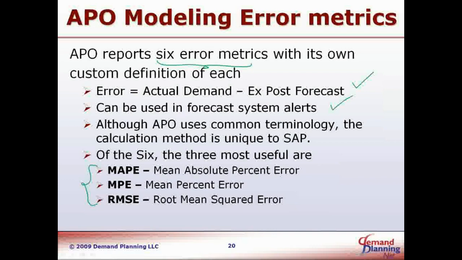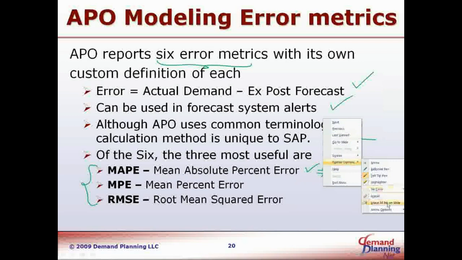All right. Very good. So let's move on here. APO modeling error metrics, right? So APO reports 6 error metrics with its own custom definition of each. Actual demand error is actual demand minus exposed forecast. I mean, we knew that, right? That's what it uses. Now, these metrics can be used in forecast system alerts. All 6 can be used. But actually, it's meaningless to use some of them anyway. Some of them cannot be used in alerts, but that's what APO says, that you can.